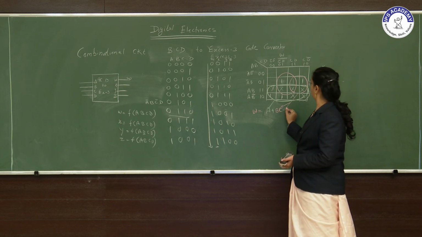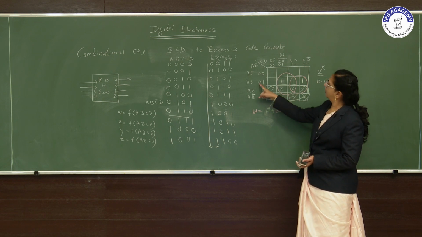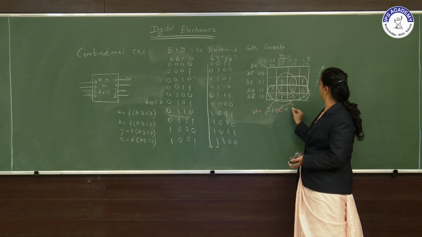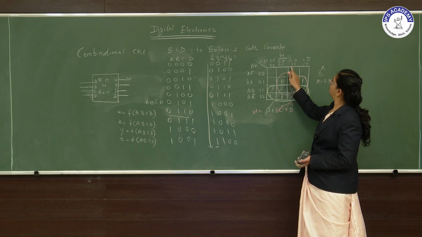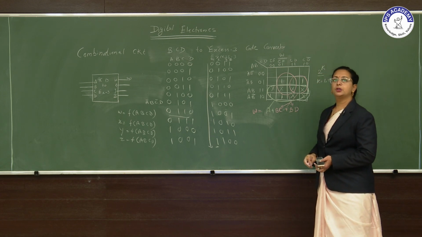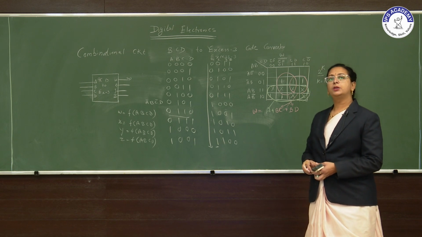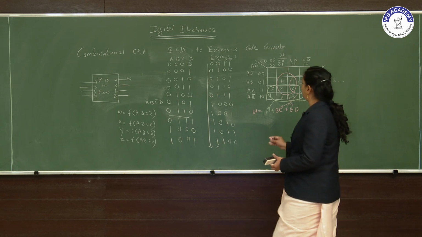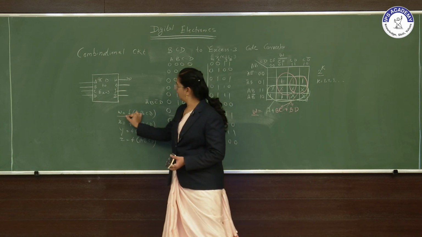And what about the third? Next is this group. For this, again A is changing, B is the same. So B will be as it is, and here C is changing from 0 to 1, D is as it is. So the expression is A plus BC plus BD. This expression is for W only. So we have found this expression for W.